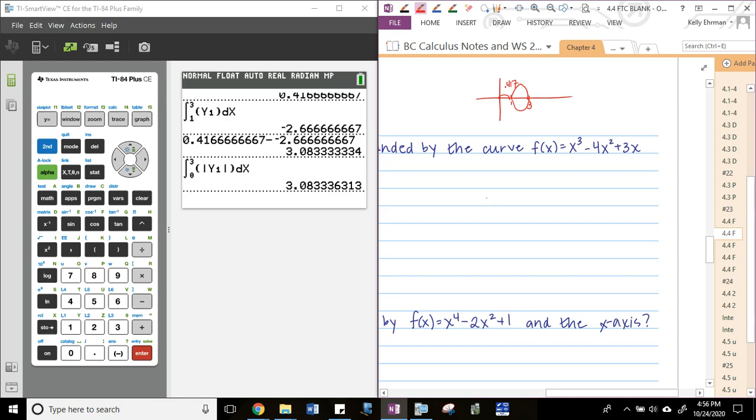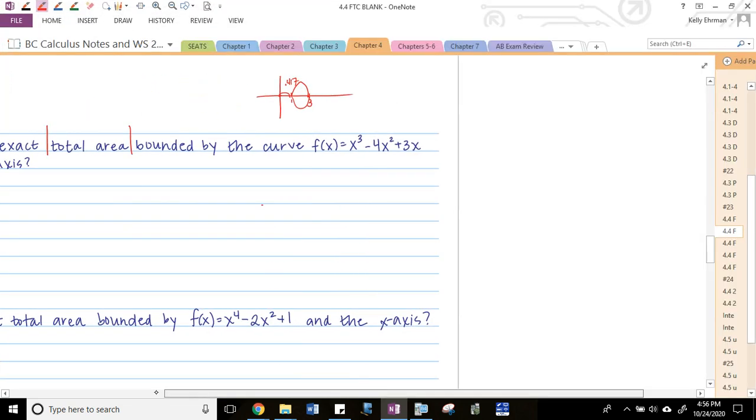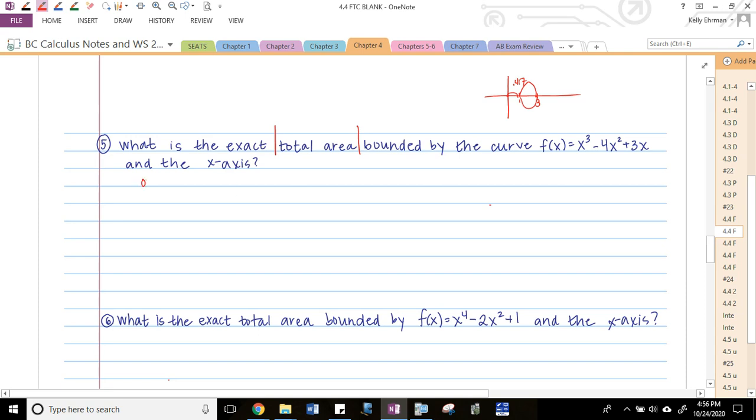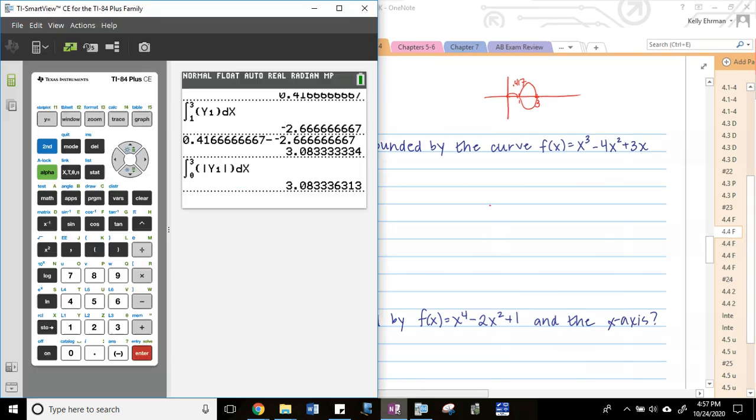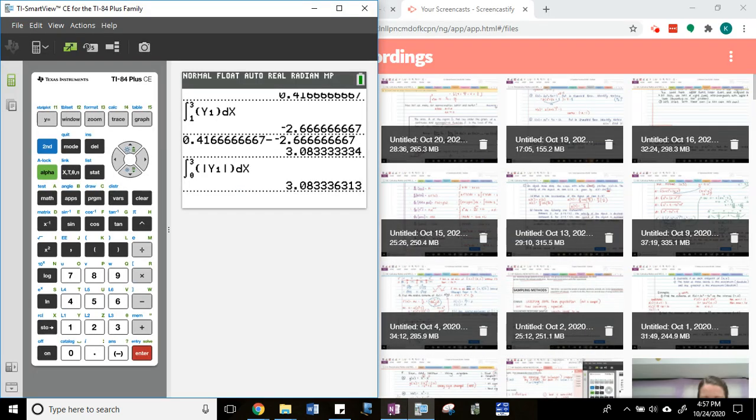If this were a calculator problem, what would you have to show for the AP test? You would just say that you're doing, so let's say on calc, you would have had to find the zeros or at least graph it to see where that starting and stopping point is. You could say from 0 to 3, the absolute value of x cubed minus 4x squared plus 3x dx is approximately equal to 3.083.